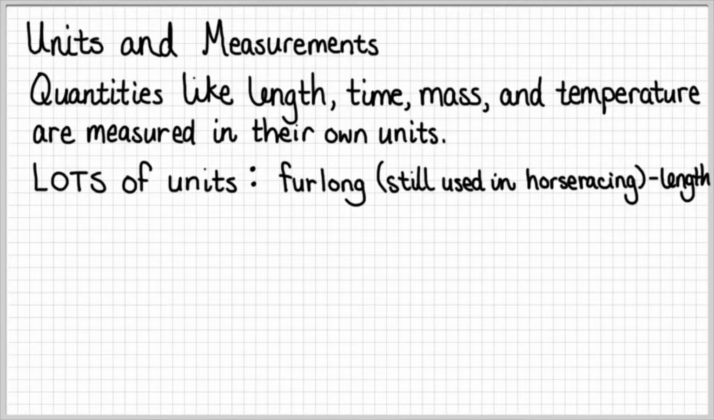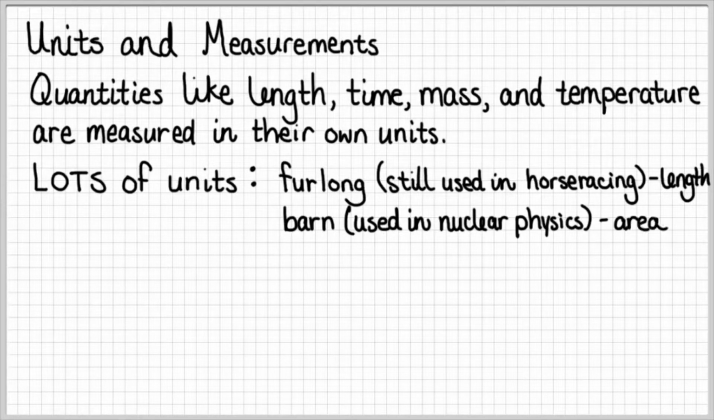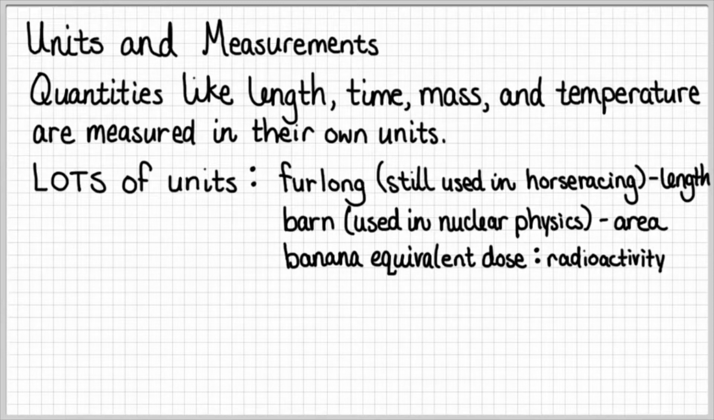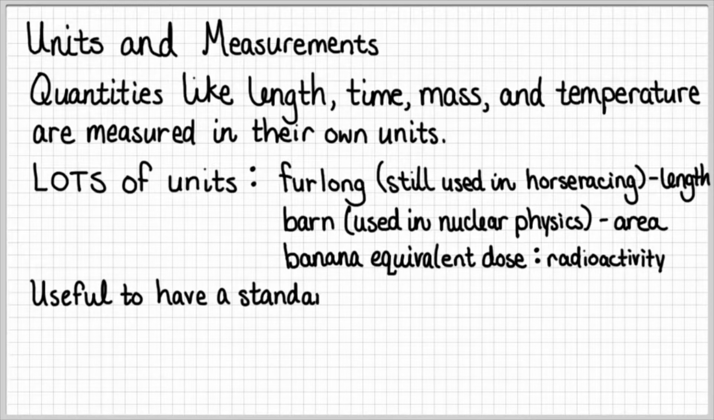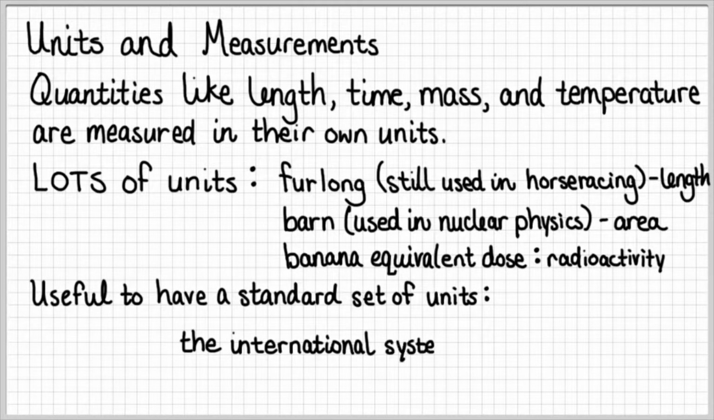Some of these are the furlong, which is used in horse racing as a measure of length, the barn, used in nuclear physics as a measure of area, and the banana equivalent dose, used in nuclear physics as a measure of dose of radioactivity, although it is a bit of a joke. To standardize our quantities, we stick to one system, the International System, abbreviated SI. This is also known as the metric system.